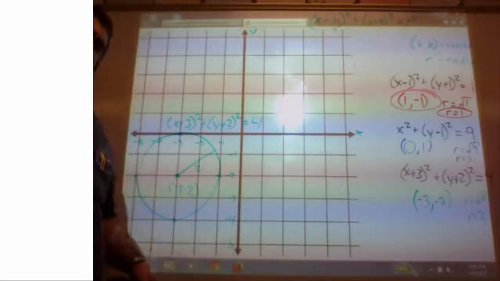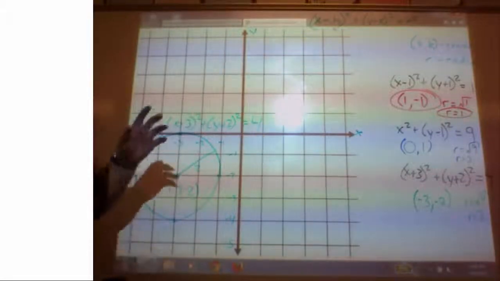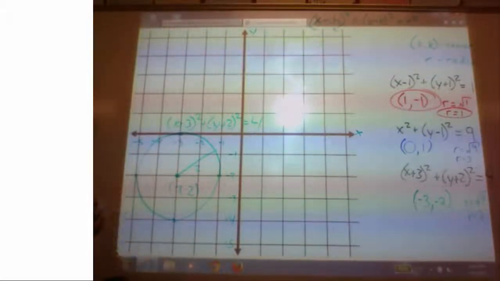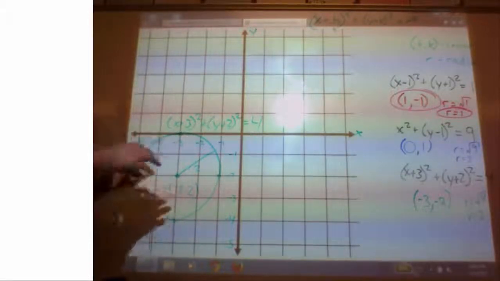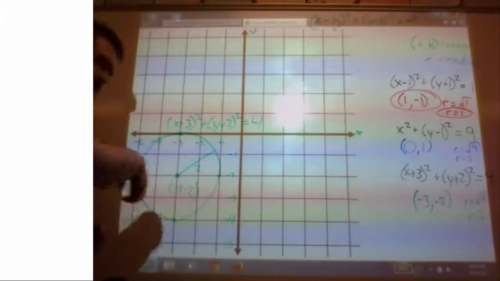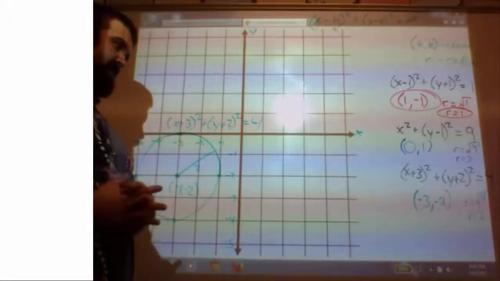This is how you graph an equation of a circle. First, find the center, find the radius. Plot the center, pick 4 points that are the radius away, up, down, left, right. Make an arc to make it look like a circle, and plug in all the information that we need, like the radius, the center, and the equation of the circle.